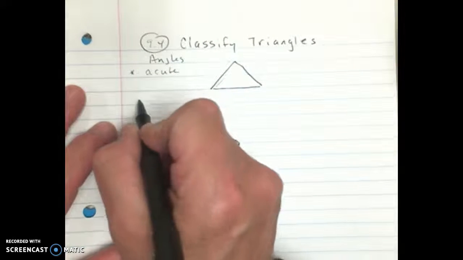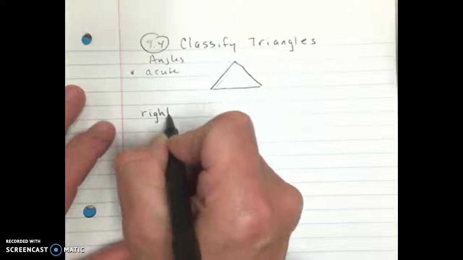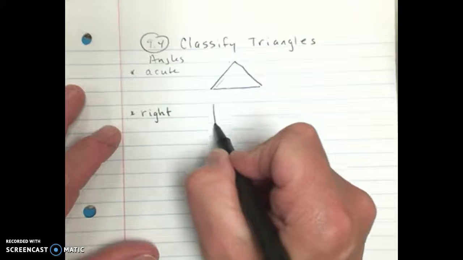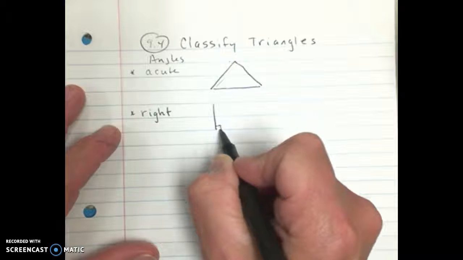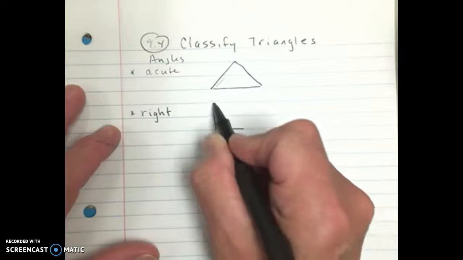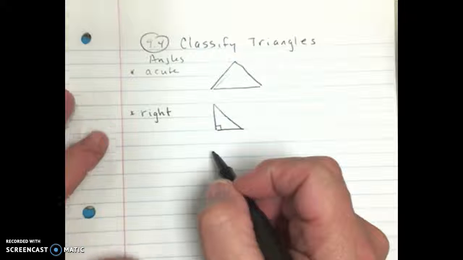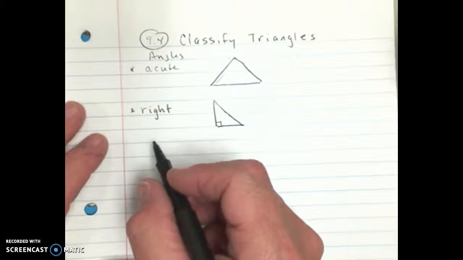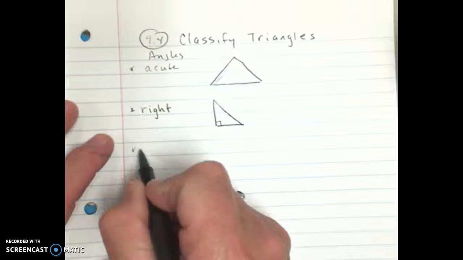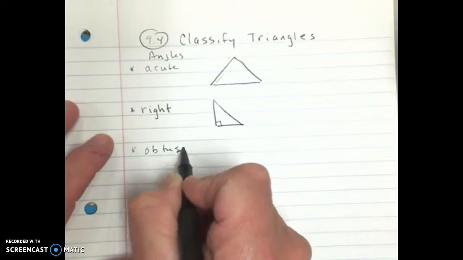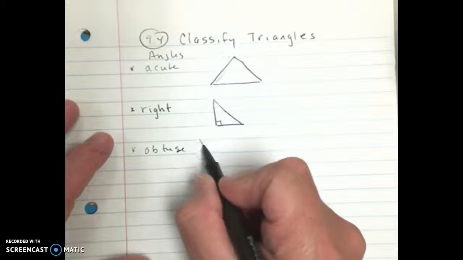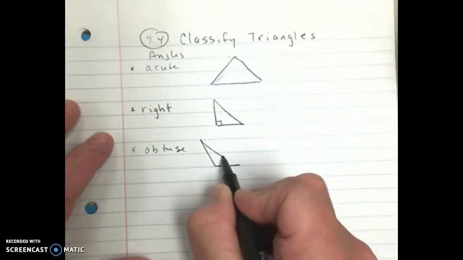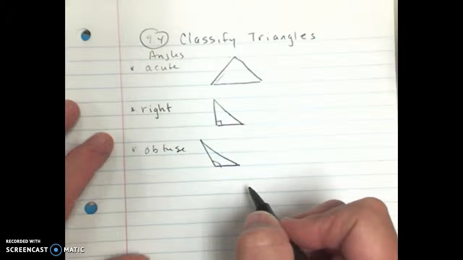We have a right triangle, which means that at least one of the angles is 90 degrees. So a right triangle. And we have an obtuse triangle, which means that it has one obtuse angle. So obtuse triangle, and again it's called obtuse if it has at least one obtuse angle, which is an angle that is more than 90 degrees.